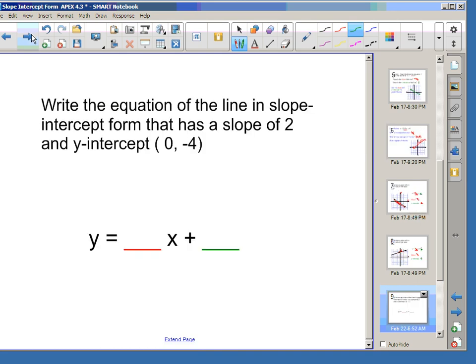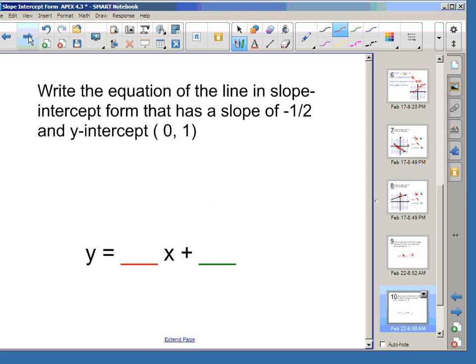All right, write the equation of a line in slope-intercept form that has a slope of 2 and a y-intercept of 0, -4. So all we're doing is putting the slope in and putting in the -4 for the y-intercept. Done. All right, write the equation of the line in slope-intercept form that has a slope of -1/2 and a y-intercept of 0, 1. So just put the -1/2 in for the slope, put the 1 in for the y-intercept.